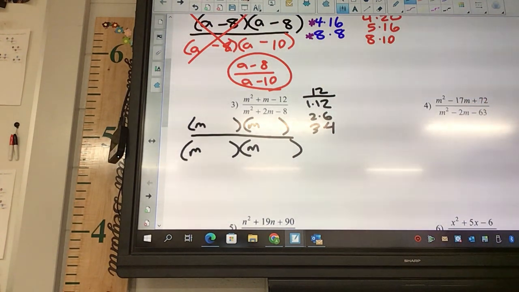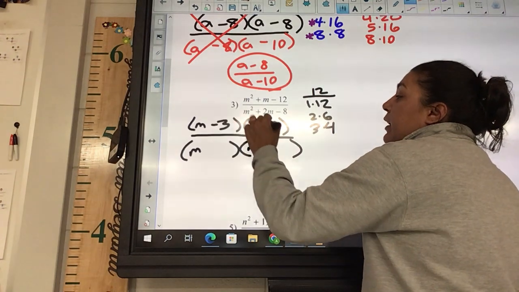Okay, so I need something to add or subtract to give me what? A positive 1. You do negative 3 plus 4. Negative 3 and a positive 4.